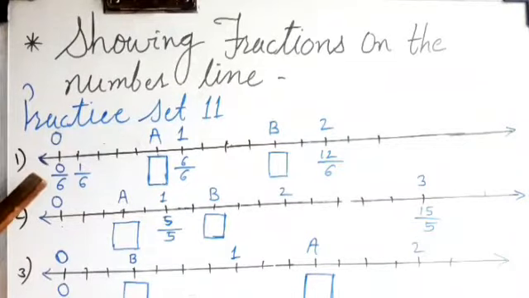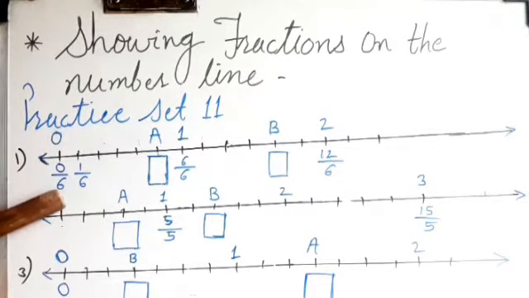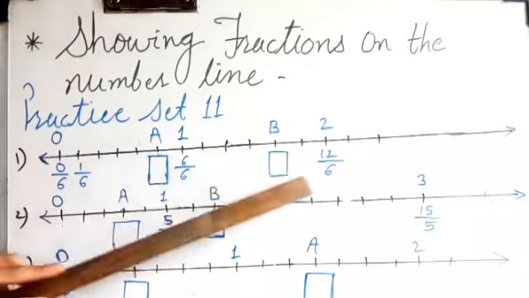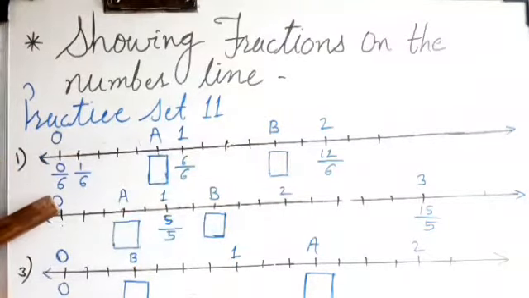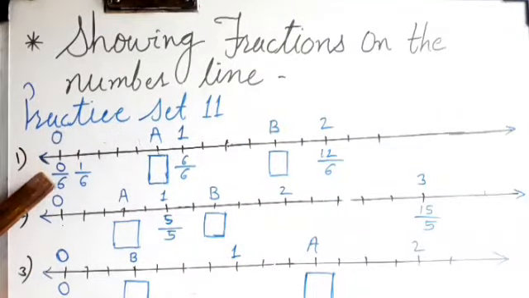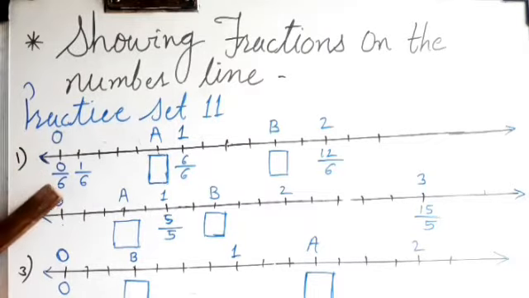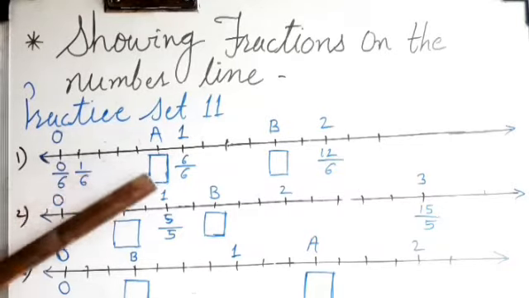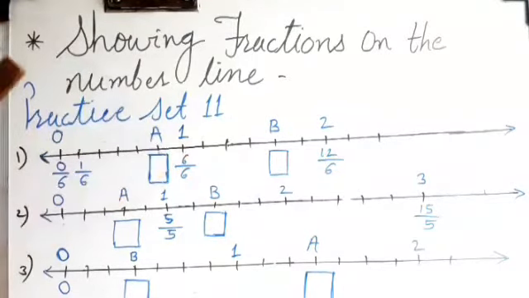Let us solve example 1. Now see students, I had told you to concentrate on the denominator. Here the denominator is 6. In the first example, the denominator is 6. That means it is equally divided. How many equal parts are there? So 6 equal parts are there. So every unit on this number line must be divided into 6 equal parts.